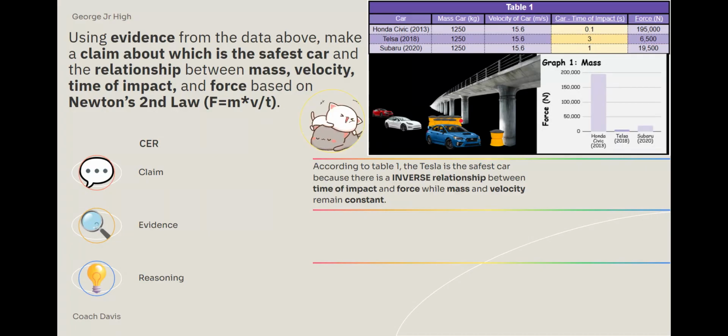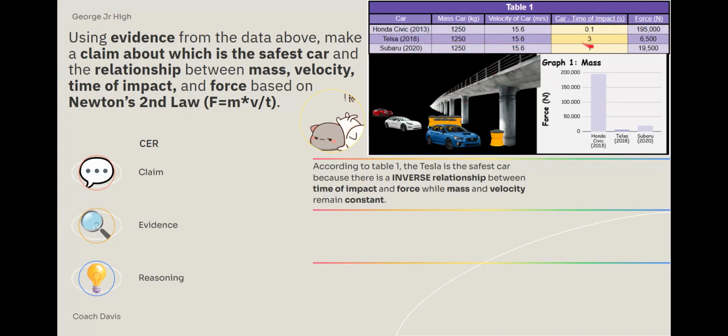Now, our last one here is our Subaru, and it's only going to hit one water barrel before it hits the bridge. So looking at these, the Honda Civic is going to hit the bridge in like 0.1 of a second. That's faster than you can probably snap your fingers. It's going to pow, hit it super fast.